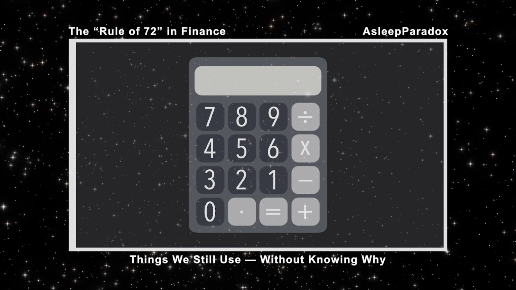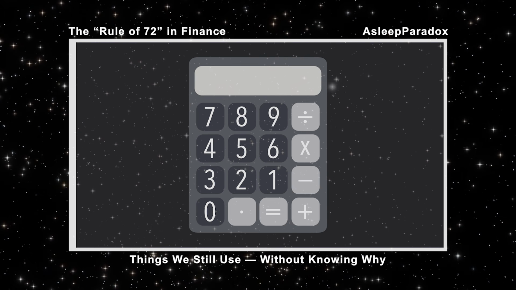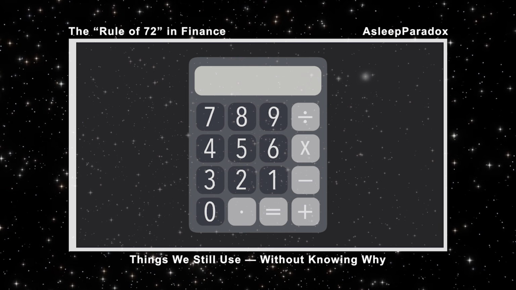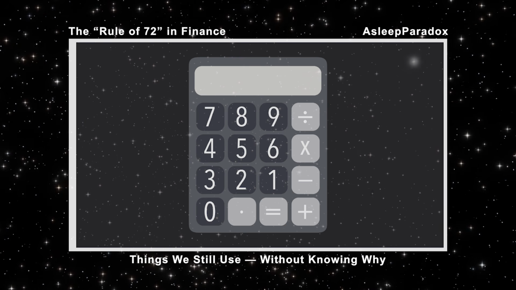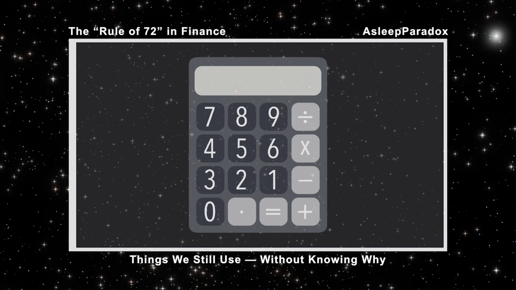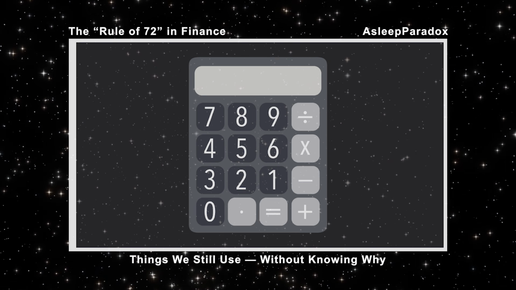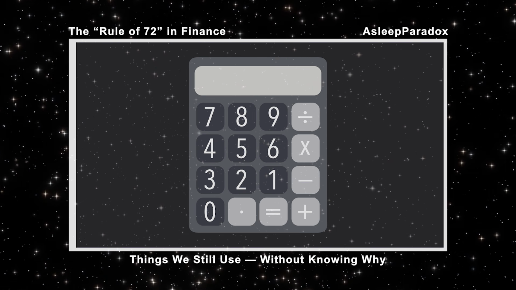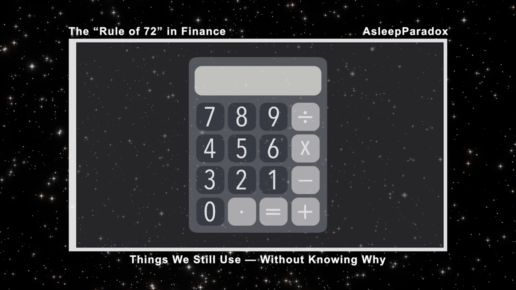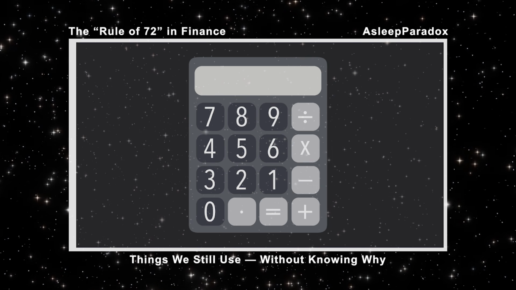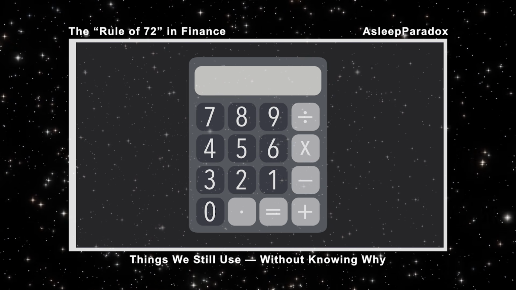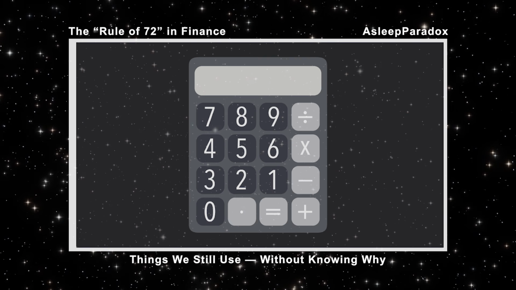By dividing 72 by the interest rate, one obtains an approximate number of years required for doubling. For example, at a 6% annual return, an investment will double in roughly 12 years. The calculation is not exact, but it is remarkably close for many common rates. The rule's longevity is striking in an era defined by financial software, calculators, and algorithmic forecasting.